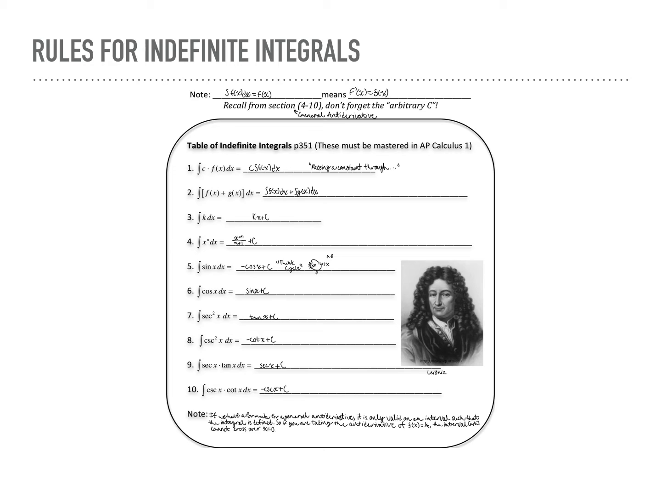If we have a formula for a general antiderivative, it is only valid on an interval such that the integral is defined. So if you are taking the antiderivative of f of x equals 1 over x, the interval a to b cannot cross over x equals 0. So basically, if x can't equal a certain value that's within the interval, then you cannot evaluate based on the fundamental theorem of calculus.